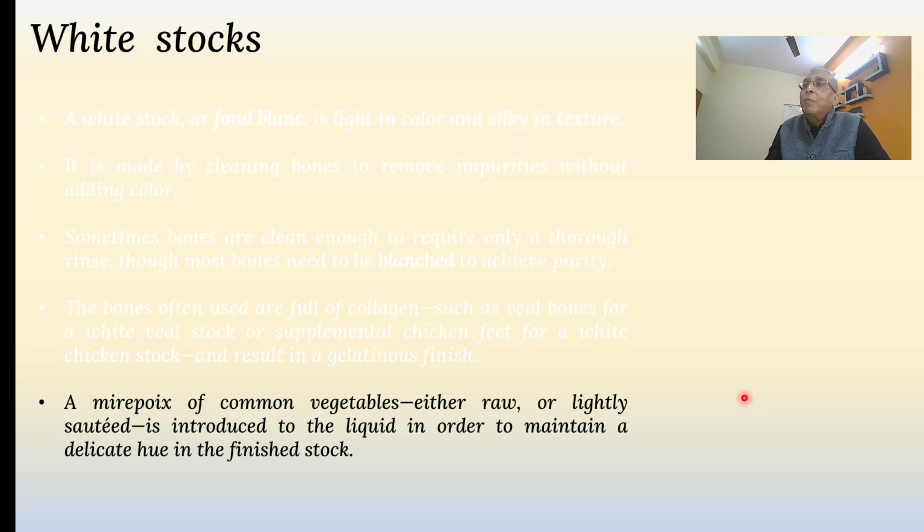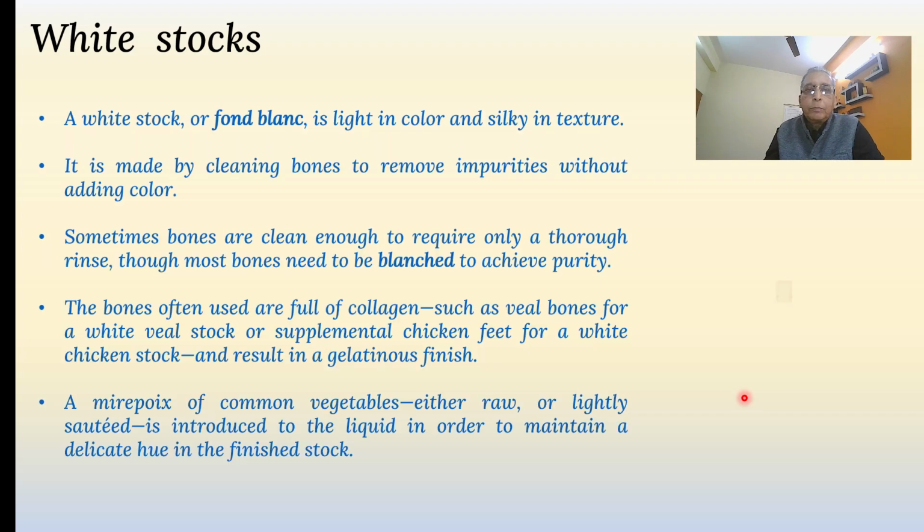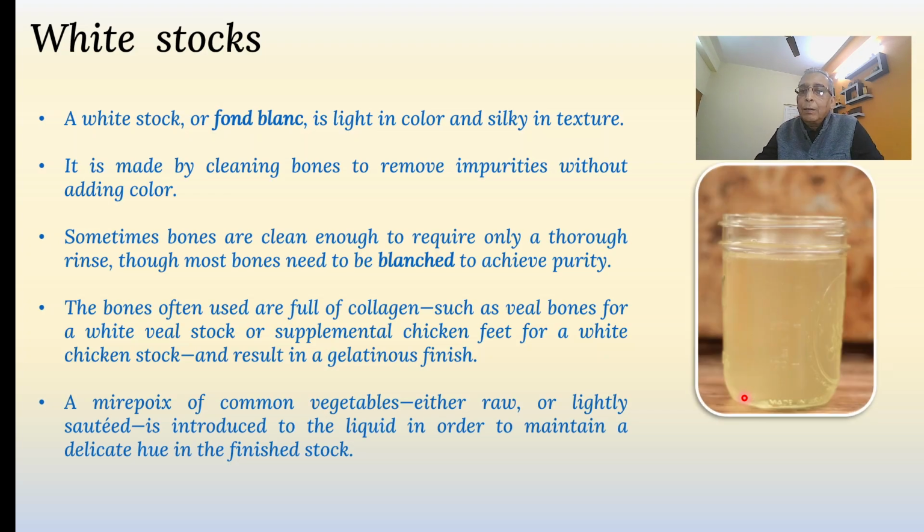A mirepoix of common vegetables, either raw or lightly sautéed, is introduced to the liquid in order to maintain a delicate hue in the finished stock. We add mirepoix in the stock. It is a combination of vegetables. We'll elaborate on it in the later part of the slides surely. That is to accentuate the flavor of the stock. And you can see the appearance of the white stock is almost colorless. We call it off-white color, but it is not white like milk, though it is termed a white stock.